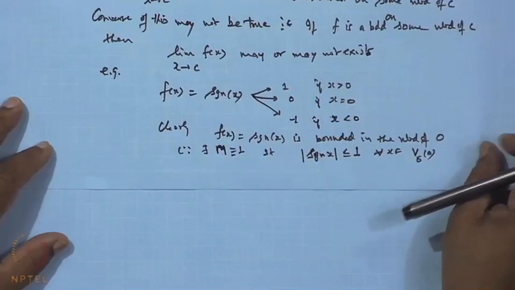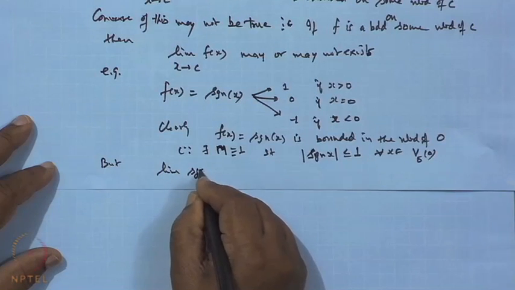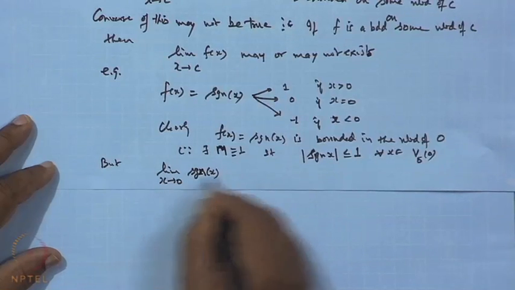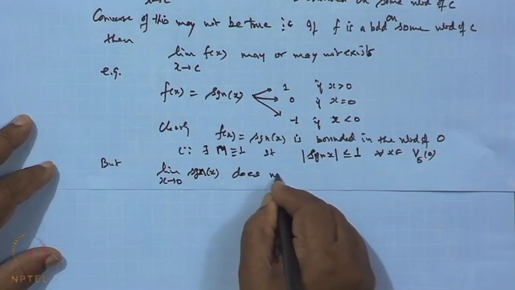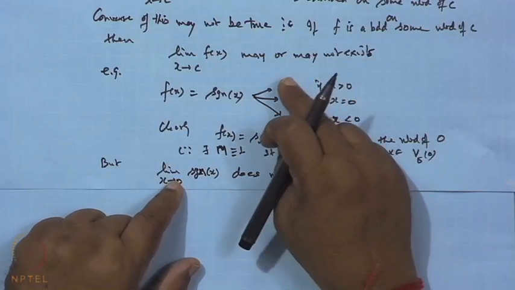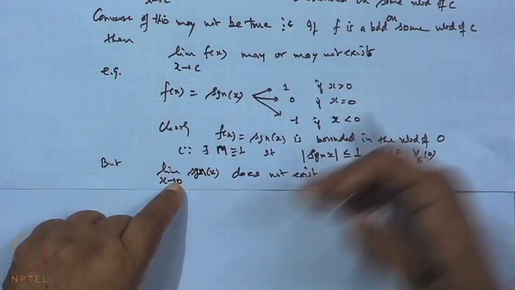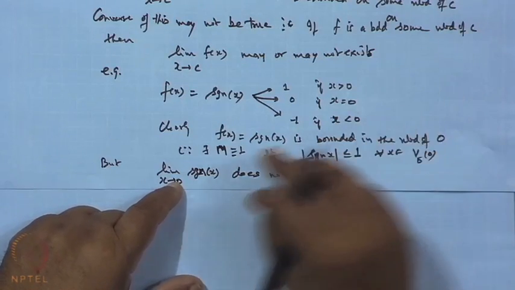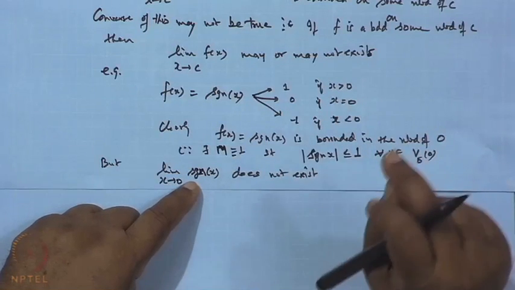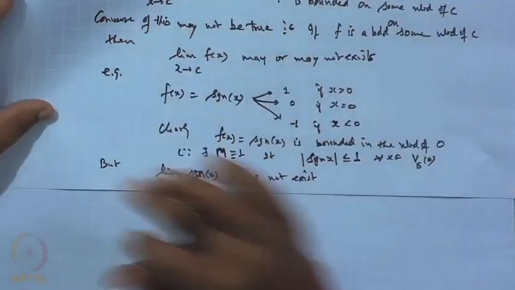But as we have seen, the limit of this function signum of x when x tends to 0 does not exist, because when x tends to 0 from the positive side, the value will come out to be 1, and from the negative side the value will come out to be minus 1. So, the limit is not unique, or we cannot identify a delta such that the difference between f of x and the number, say 0, is less than a small value epsilon. So, it does not exist. So, the converse of this is not true.